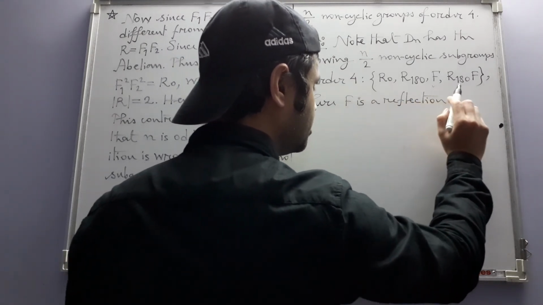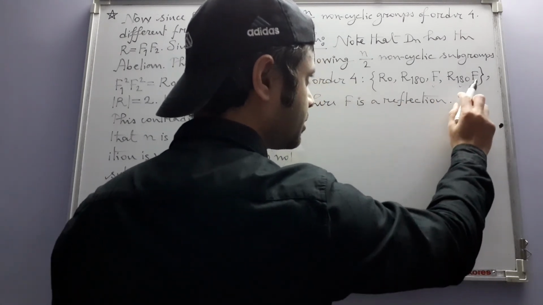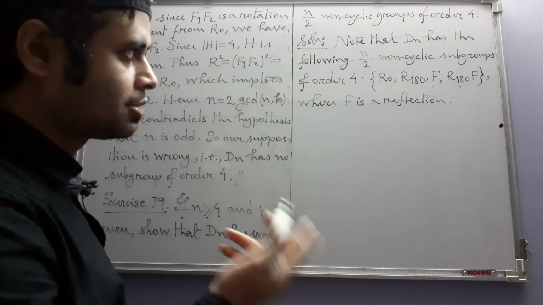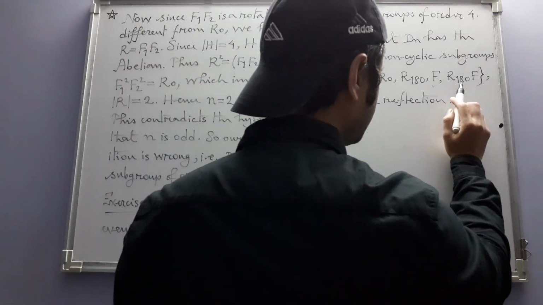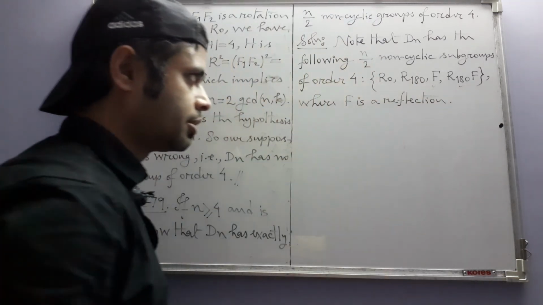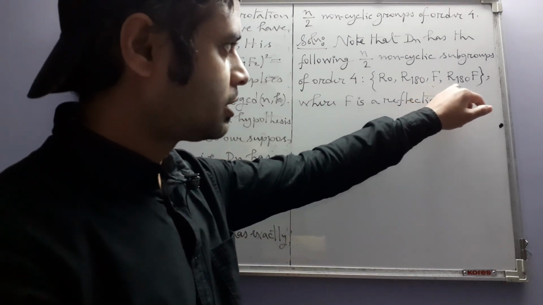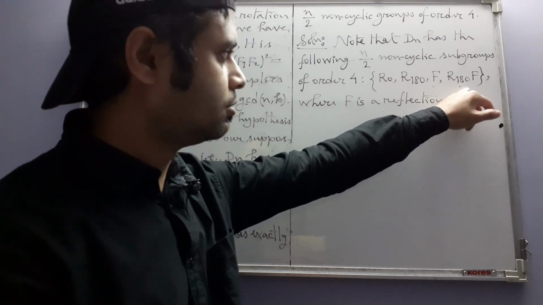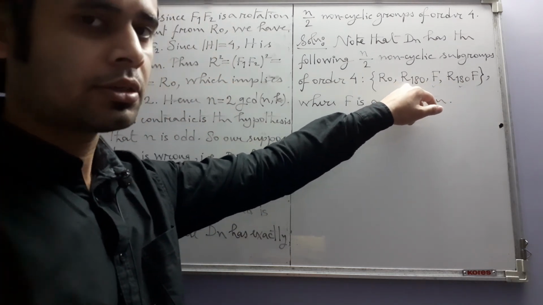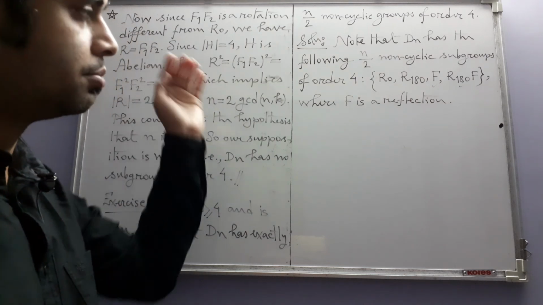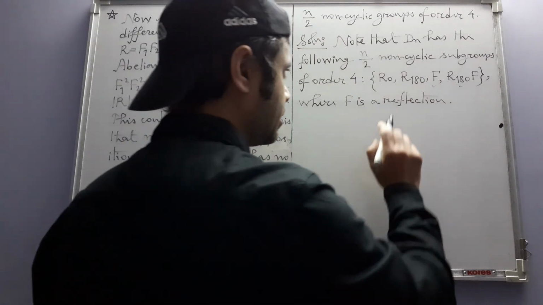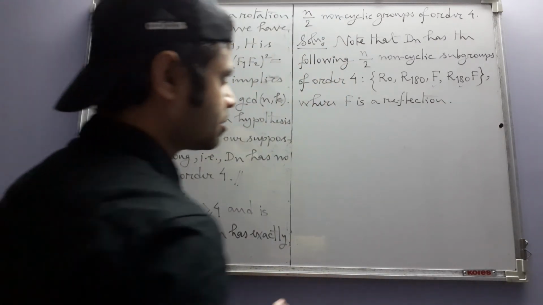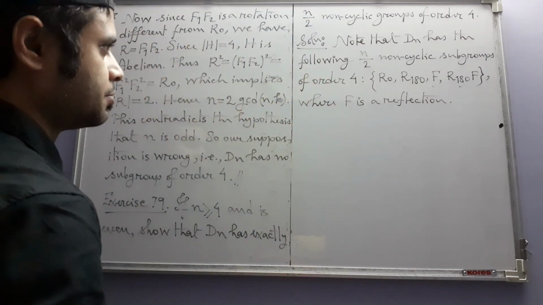Here F is a reflection, and this is a product of the rotation R180 and the reflection F, so it's also a reflection. And this is a non-trivial rotation. So both reflections have order 2, and this one also has order 2, just like R had order 2 previously. So there is no element of order 4, so it cannot be a cyclic group because it will lack a generator.